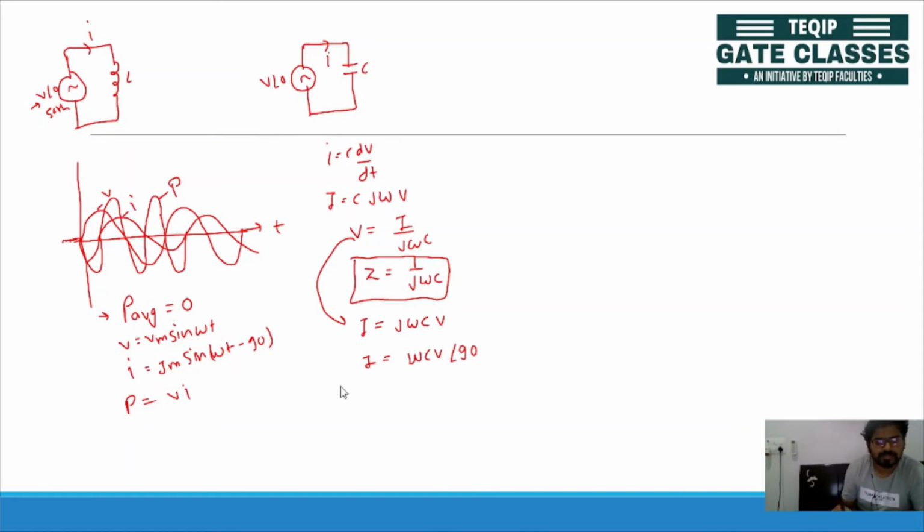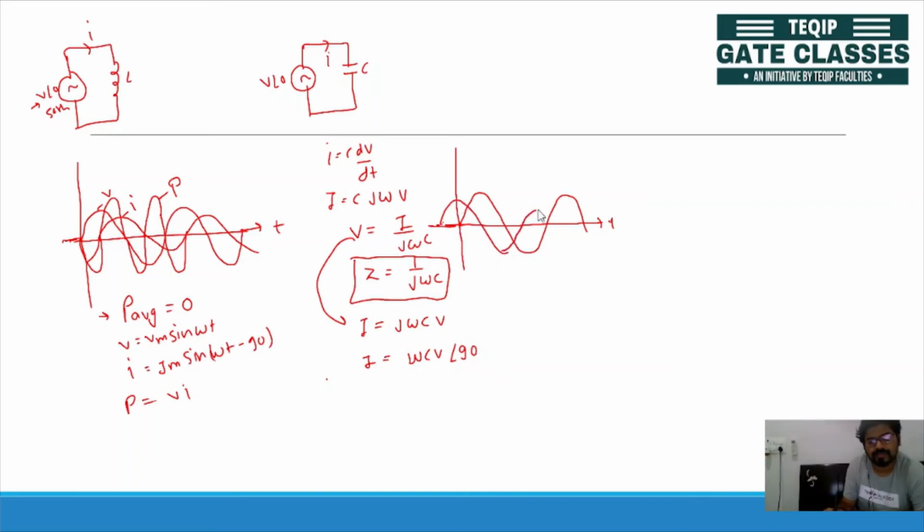Okay, so here again, if you draw the waveform, here is your voltage waveform, and the current waveform is, let's say, 90 degrees leading, meaning it will be like this.